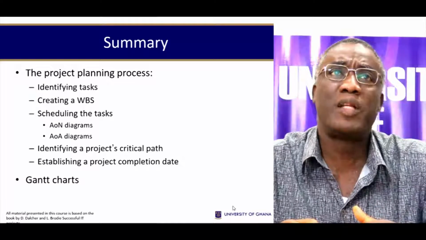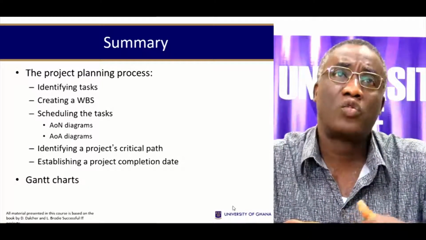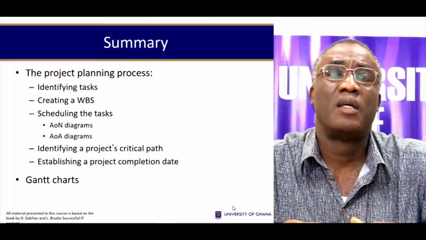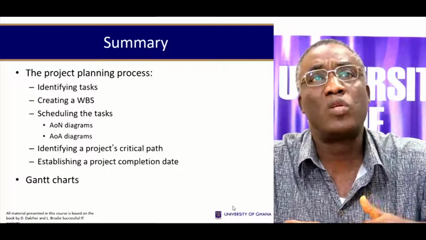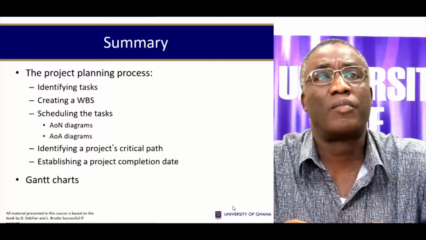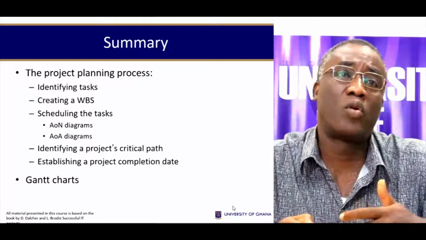So what have we achieved here? We've talked about the project planning process, how to identify tasks, how to create a WBS, and then how to do the scheduling using an activity on node and activity on arrow diagram. And then we've also talked about Gantt charts and their importance.